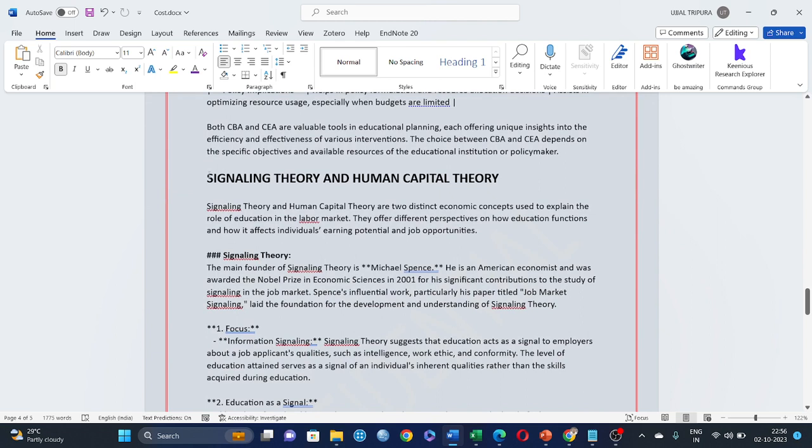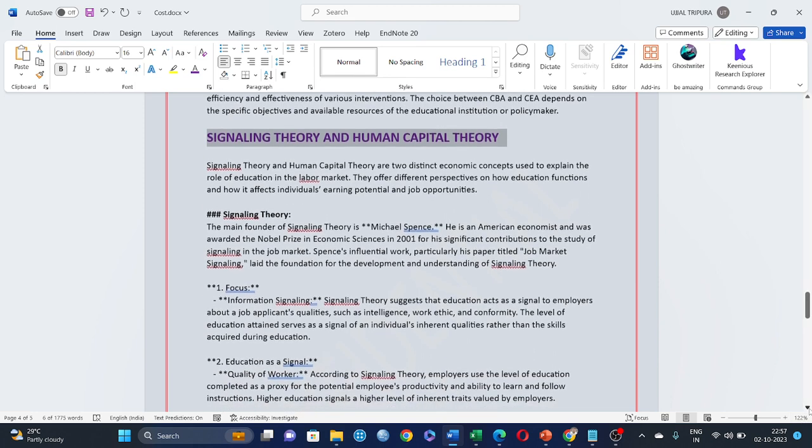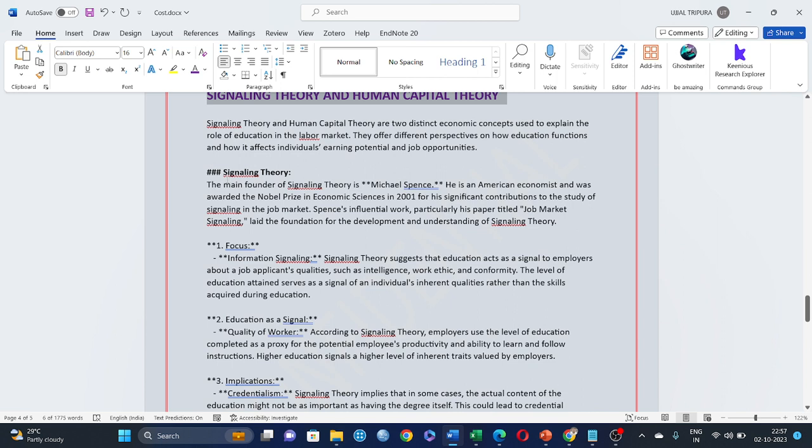Now we will see signaling theory and human capital theory. These are two distinct economic concepts used to explain the role of education in the labor market. They offer different perspectives on how education functions and how it affects individual earning potential and job opportunities for a person. The main founder of signaling theory is Michael Spence, the American economist awarded the Nobel Prize in Economics in 2001 for his significant contribution to the study of signaling in the job market.